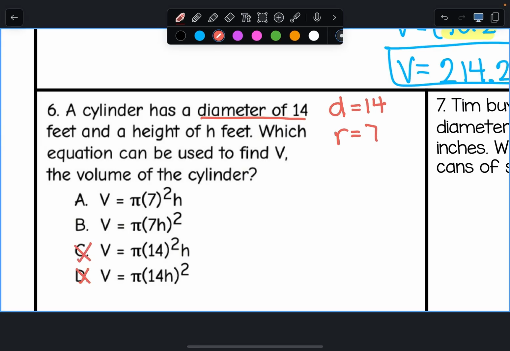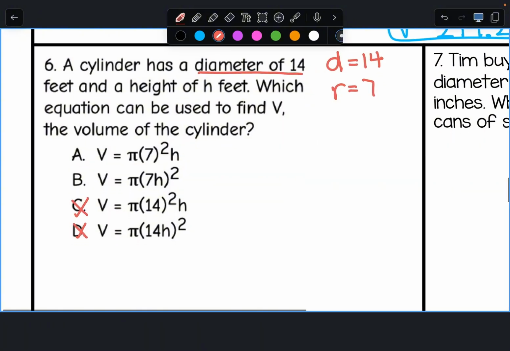Okay. Now it says and a height of h feet. Meaning they're not going to tell us what the height is. They're just going to leave it as an h. Which equation can be used to find V? Well, we know we first need to find what? Big B.